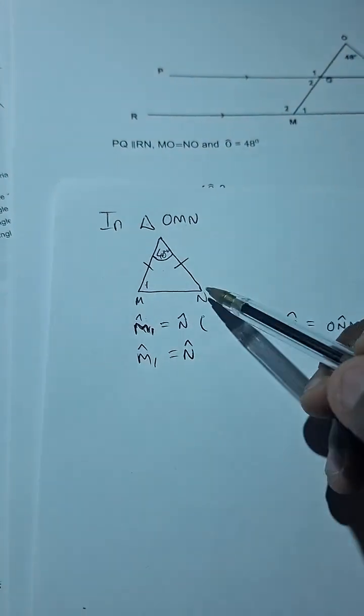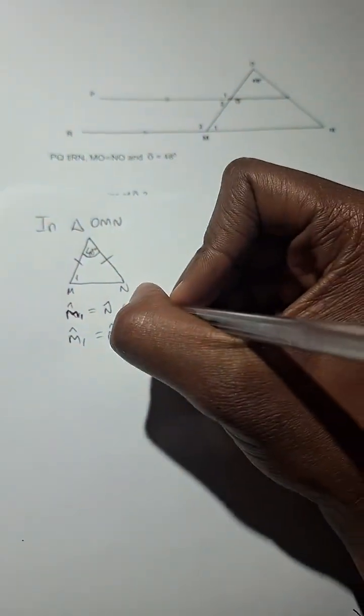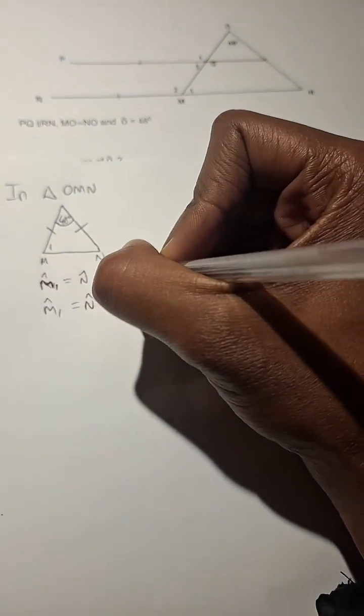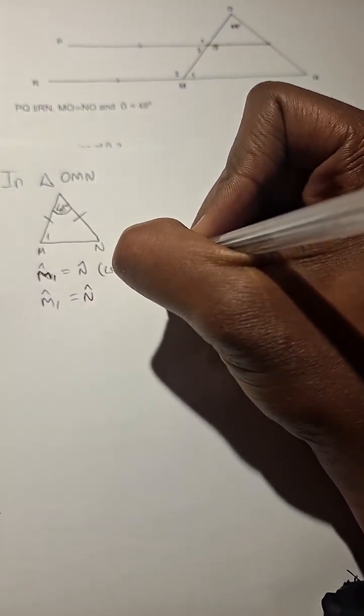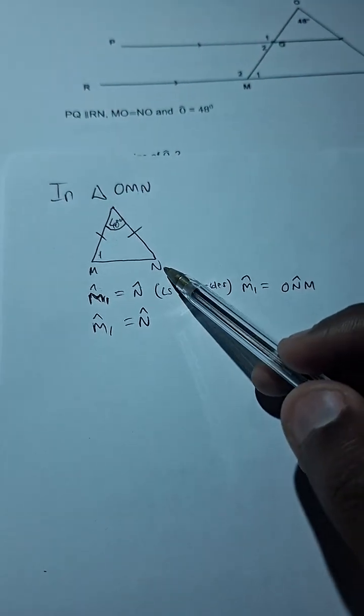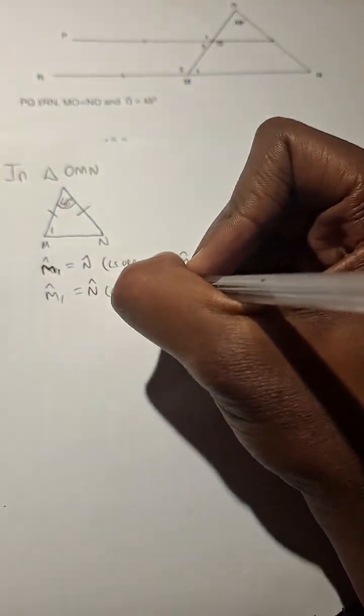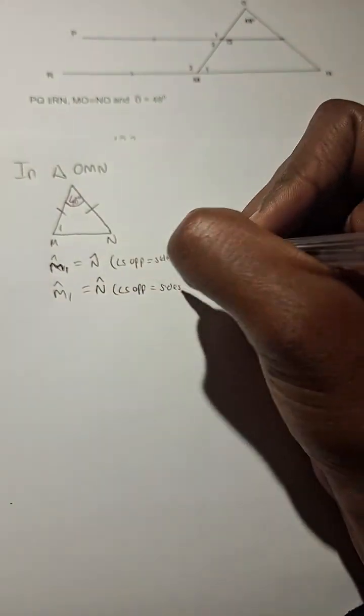Why are we saying angle M1 is equal to angle N? Take note, the two sides are equal. So the reason that's acceptable is angles opposite equal sides. We say angle M1 is equal to angle ONM. The reason is angles opposite equal sides.